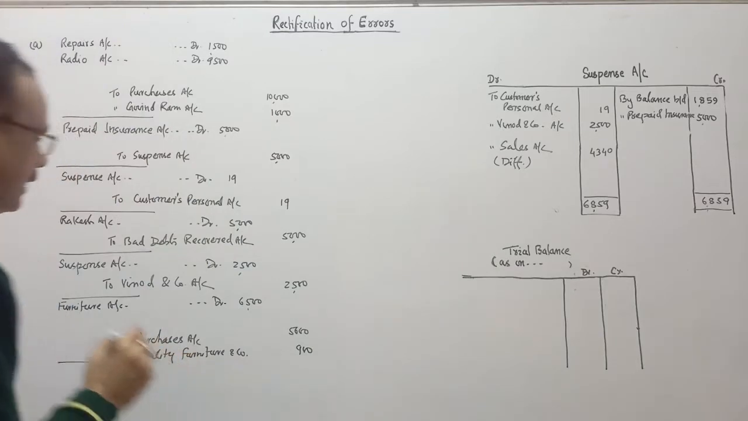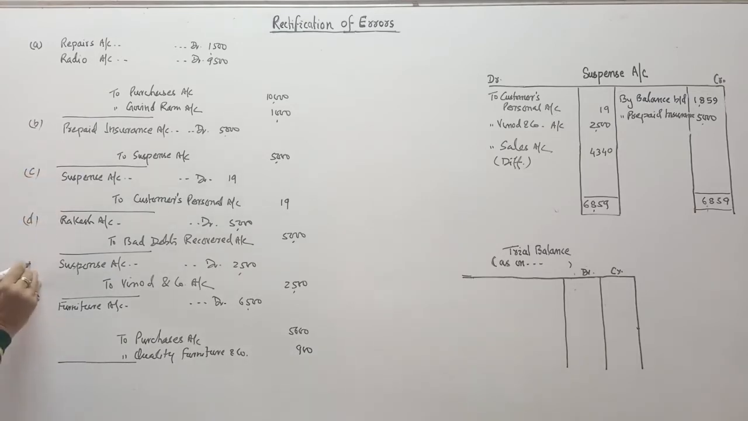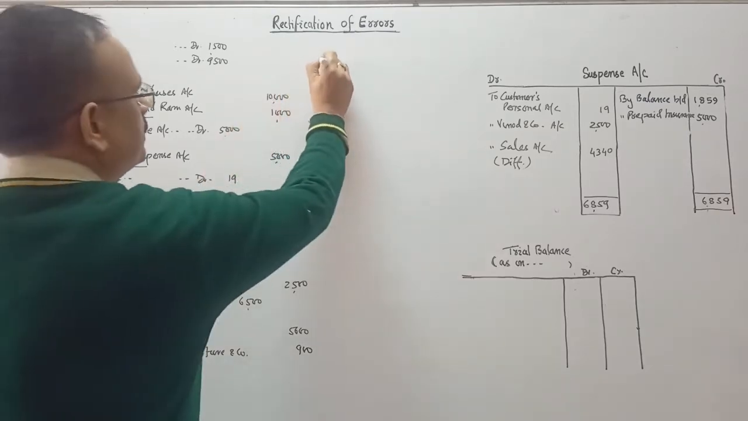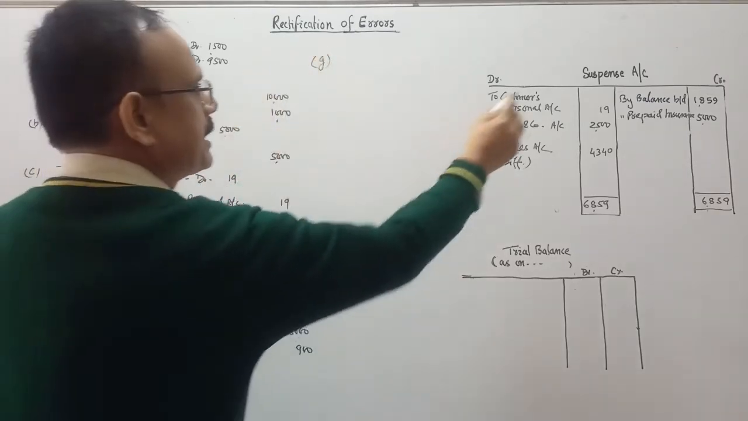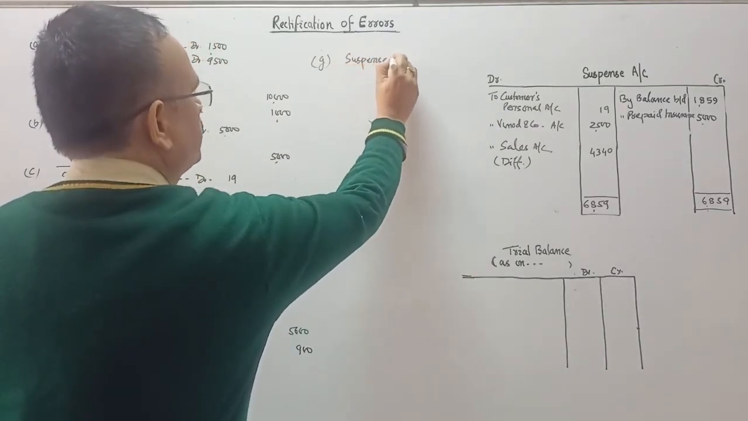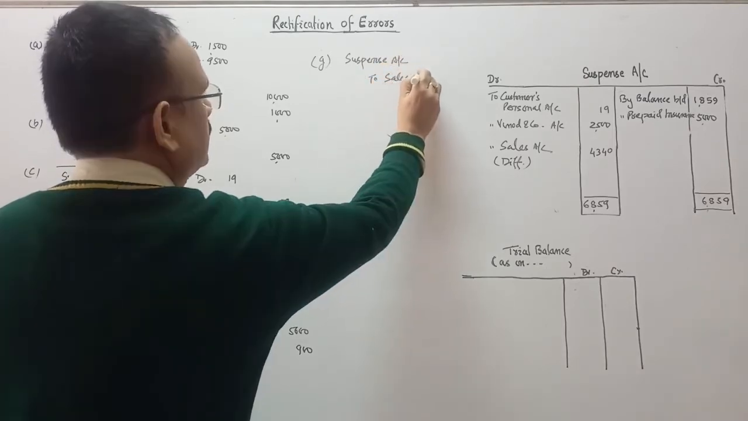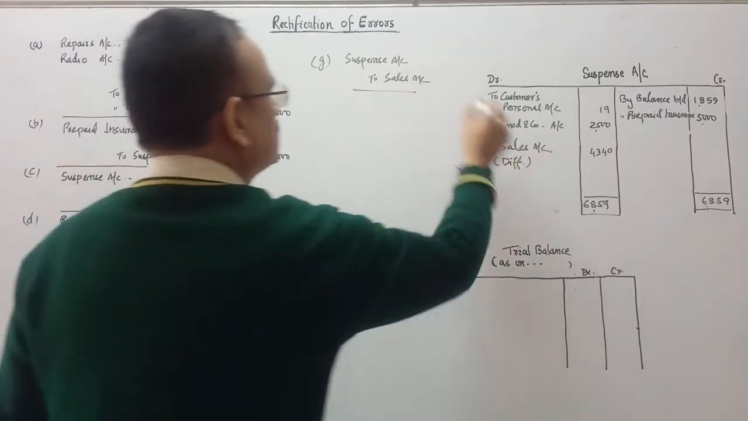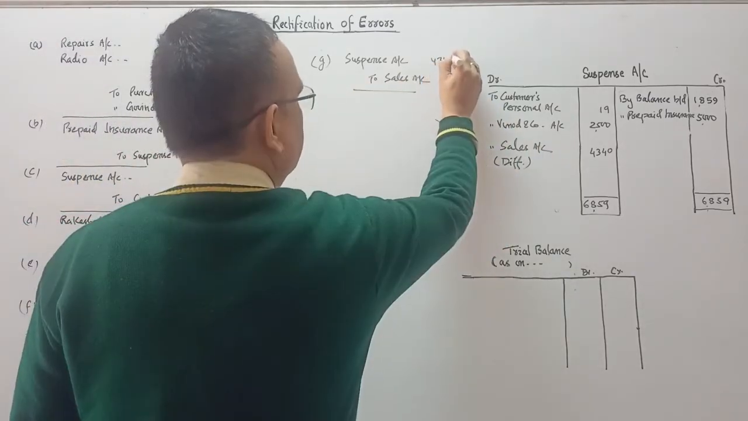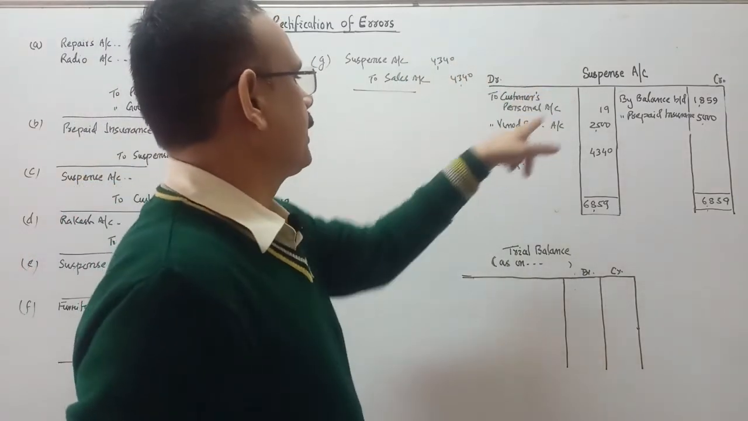So the entries will be: this is entry number A, this is B, C, D, E, F. Now coming to G, the last one: suspense account debit to sales account, 4,340.